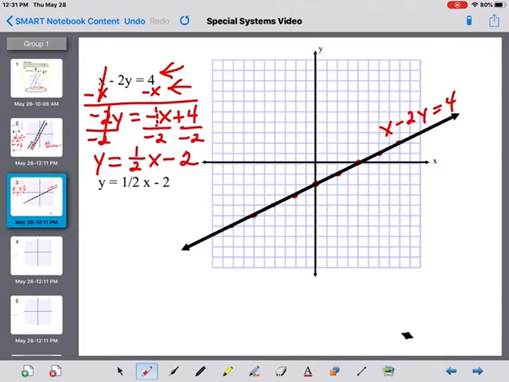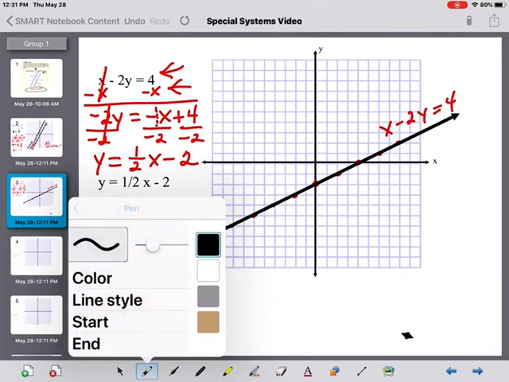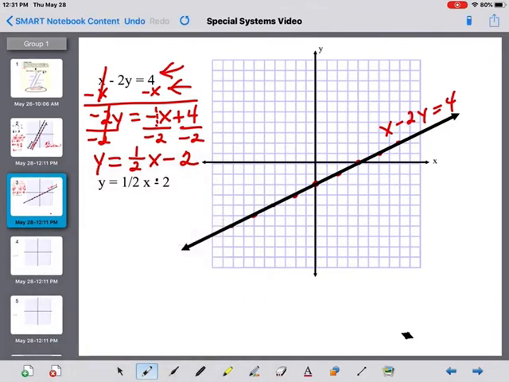Okay, I'm noticing here that I have a typo, so I am going to change this -2 at the end to +2. Okay, so we have y equals 1/2 x plus 2. So I have a slope of 1/2. I have a y-intercept of +2. So now my first point will be at +2 on my y-axis. Slope is positive, so I'm going to go up 1 and to the right 2 again.